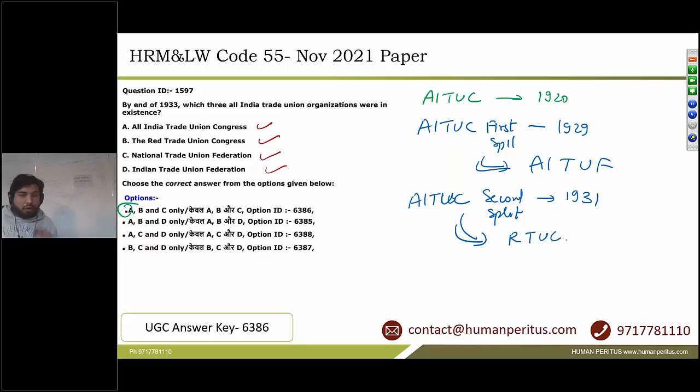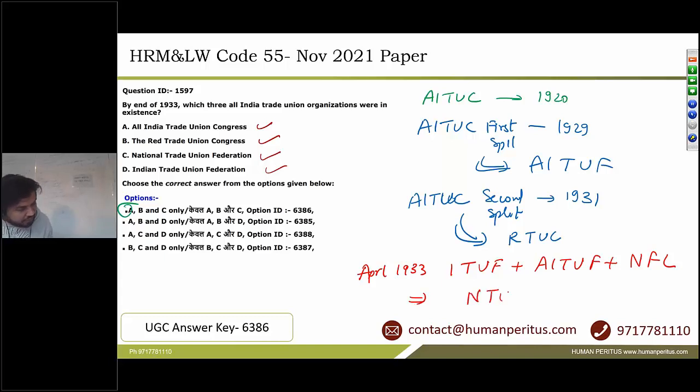So what happened next? Again in April 1933, three unions merged to form a new union. Which are these three unions? These were ITUF, which is Indian Trade Union Federation, plus AITUF, which is All India Trade Union Federation, plus the National Federation, NFL. So they merged to form NTUF, which is National Trade Union Federation.